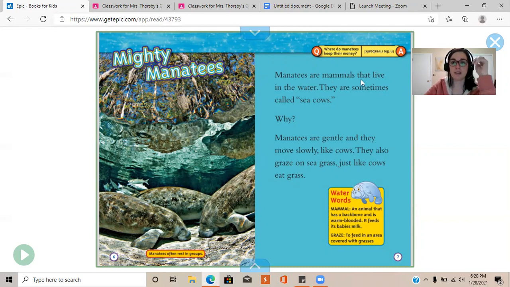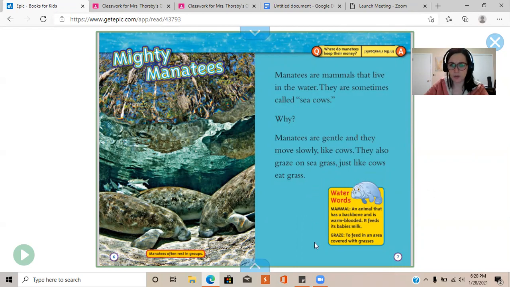"Manatees are mammals that live in the water. They are sometimes called sea cows. Why? Manatees are gentle and they move slowly like cows. They also graze on seagrass, just like cows eat grass." Okay. I'm also noticing this box.